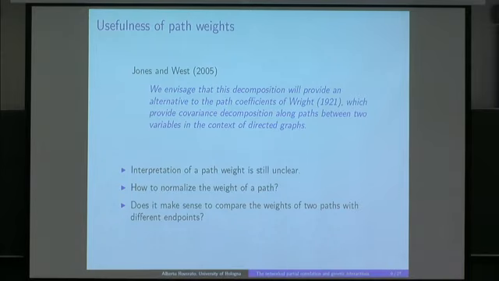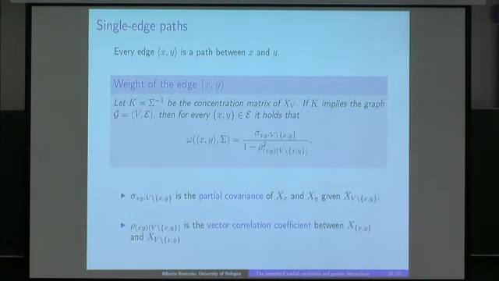So we started looking at the possible interpretation, and well, of course, we started from the very simplest case. The very simplest case is a single edge of a graph, because an edge is a path. So we looked at an edge, the weight of the edge, and it is just a matter of writing it in a different way. And if you write it in a different way, you will see that the weight of the edge xy of sigma is this ratio. The numerator is a partial covariance. It's the covariance of x, y, given the remaining variables.